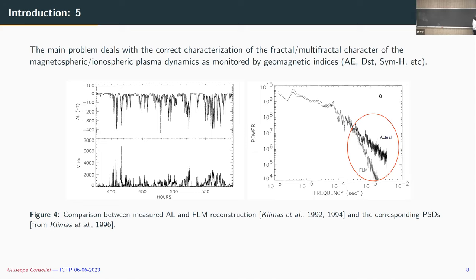And we need to understand, I used to talk about the global system, magnetosphere and ionosphere, because when we deal with, for instance, high latitude geomagnetic indices, we are also including the effect of the auroral ionosphere, and so the effect of the plasma in the ionosphere. So what is the origin of this difference? There should be more. It could come, for instance, from turbulence inside this medium.